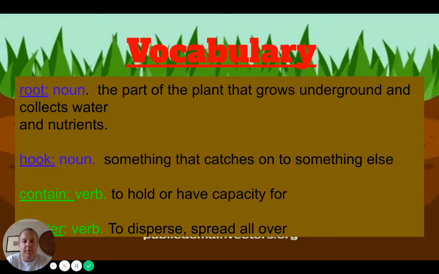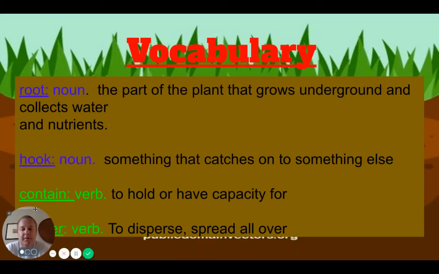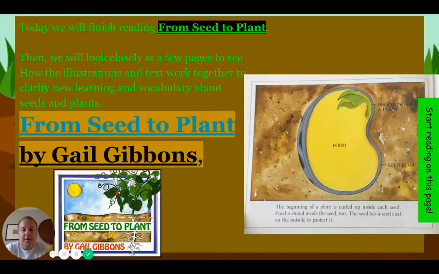We're going to see again: root, the part of the plant that grows underground and collects water and nutrients. Hook, something that catches on to something else. Contain, which is a verb meaning to hold or have capacity for. And scatter, to disperse or spread all over. Scatter, another verb.